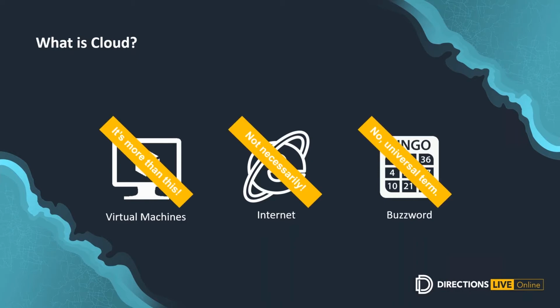It's not just a bunch of virtual machines, but it has compute, networks, storage, applications, and services. Fundamentally, cloud computing is a model for enabling universal, convenient, on-demand network access to a shared pool of configurable computing resources that can be rapidly provisioned and released with minimal management effort.